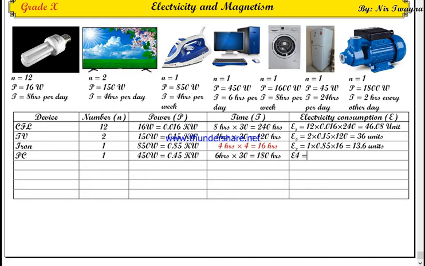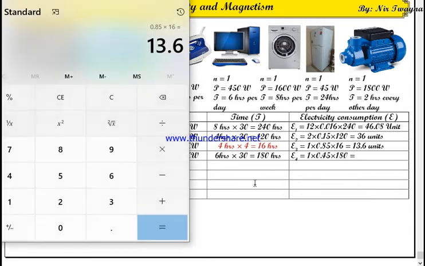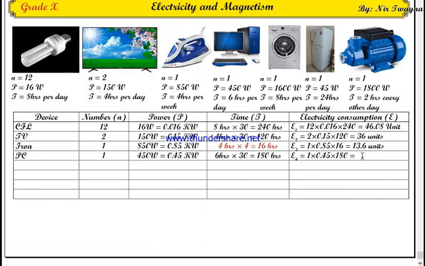Now we need to calculate its power consumption. E4 is equals to N1, sorry, P 0.45, T 180. So it will give you 0.45 into 180, 81 units. After PC we have washing machine.